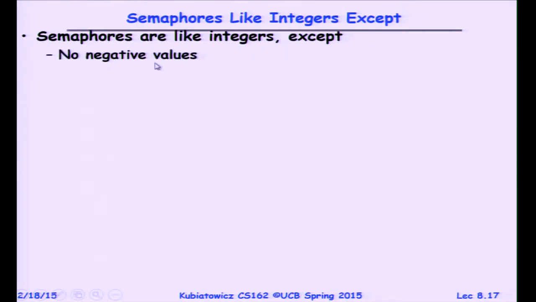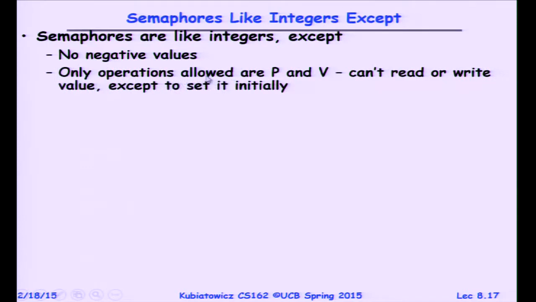And so semaphores are like integers except what? No negative values. So they're more like whole numbers maybe. Only operations are P and V, so you can't actually read or write the value, except when you create it. The only time you ever set the value of a semaphore is on creation.